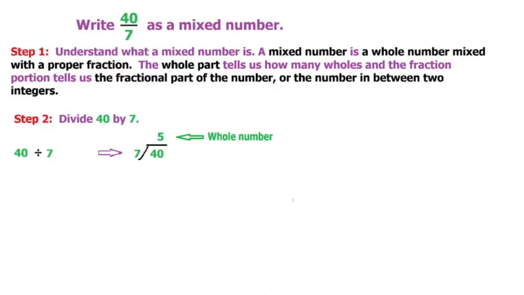Now we multiply 7 times 5. So multiply this times this, and you will get 35. Now you subtract 40 minus 35, and you get 5. So that's the remainder. Now this is the fractional part. This is what is going to be used as the fractional part. Okay, this is 5 here.